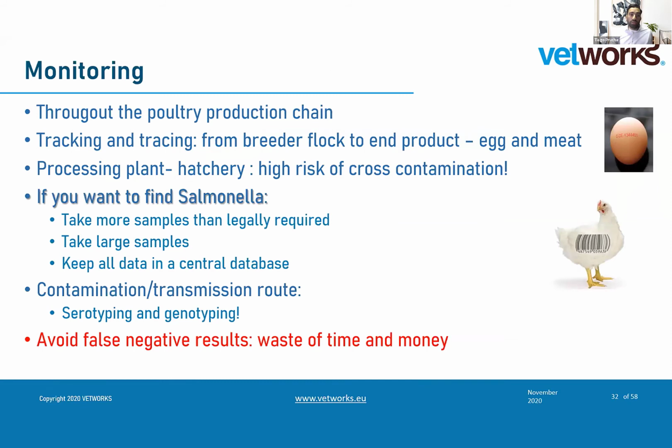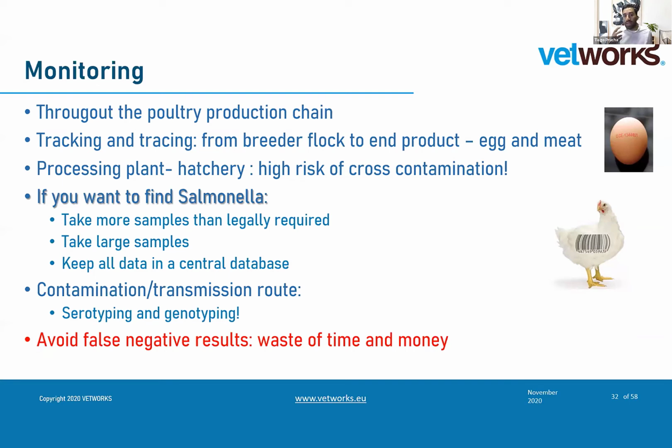So this monitoring should be throughout the poultry chain. We should do this tracking and tracing from breeder flocks to the end, as I mentioned, both in egg and meat. Hatchery and processing plants have a high risk of contamination. So if you want to find Salmonella, as I mentioned before, the important key takeaway here is to take a lot of samples, more than the ones that are legally required, if you are under an official monitoring program, and keep all data of this sampling and so on in a database.